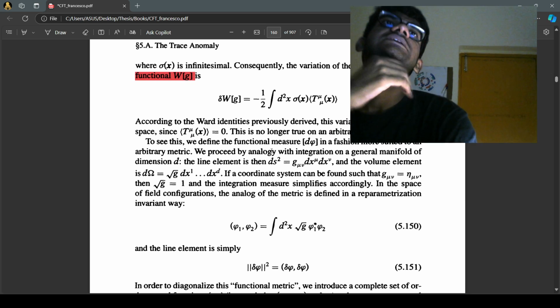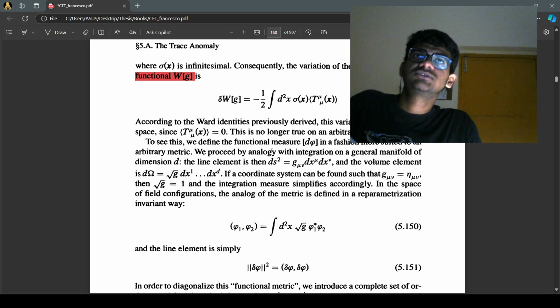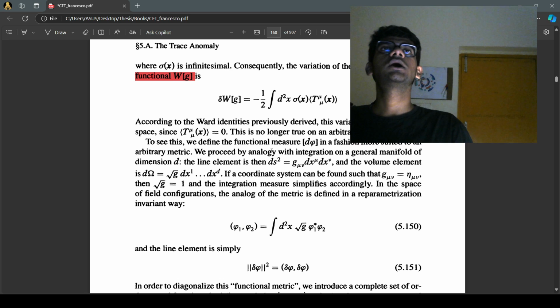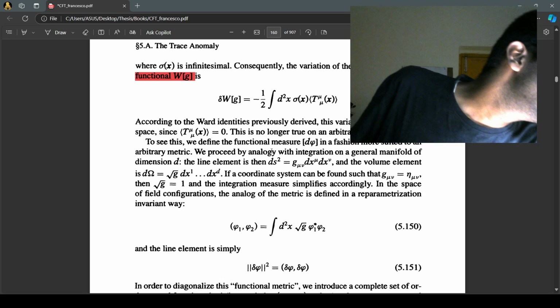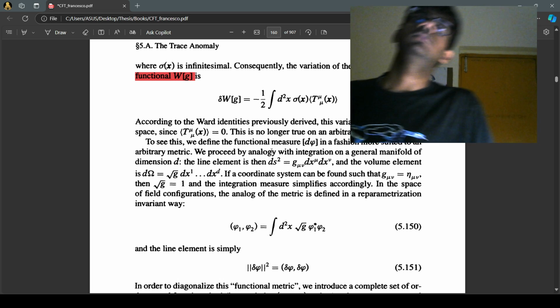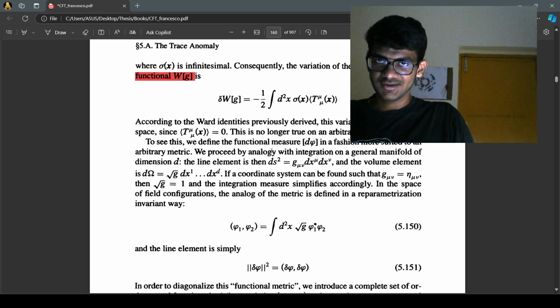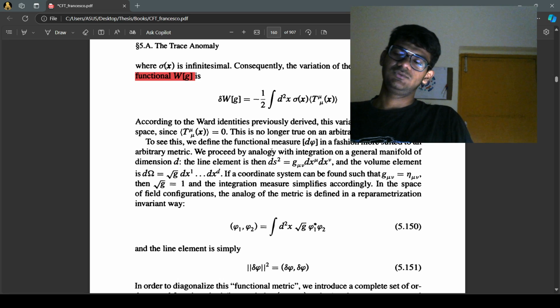According to the Ward identities previously derived, this variation vanishes in flat space since T mu x equals 0. This is no longer true on an arbitrary manifold. Okay, Ward identity previously derived, the variation vanishes in flat space since T mu equals 0. Yes, so we saw that. We did see that. Did we? Did we see that?